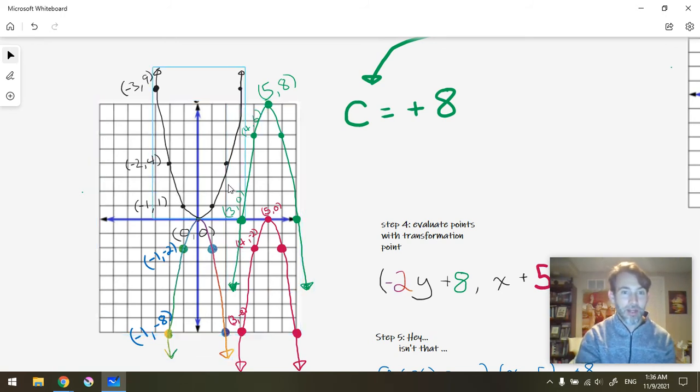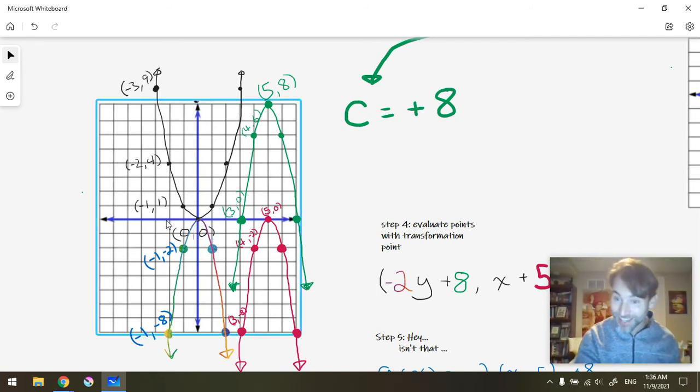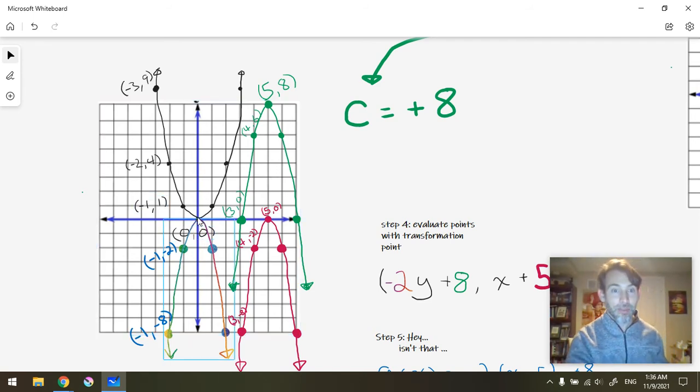Notice when I reflected this and then stretched it by 2, the origin mapped to itself. That's because zeros are indifferent to multiplication. I can multiply 0 by whatever I want, it stays 0. So things like your x-intercepts and your y-intercepts are going to map onto themselves with A and K transformations because of the nature of 0. So that's just a useful thing to remember when you're visualizing these things graphically.